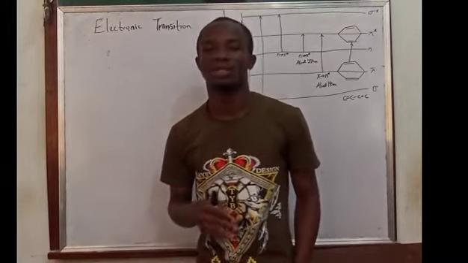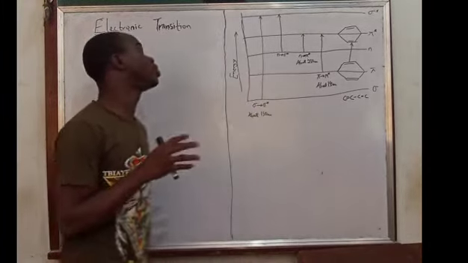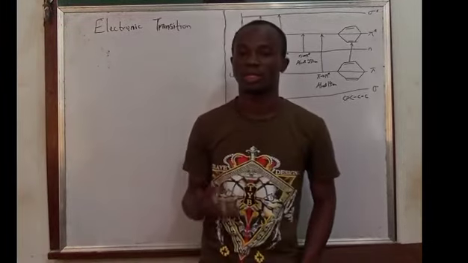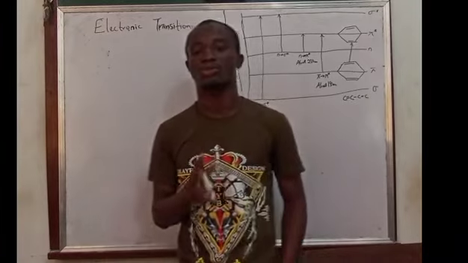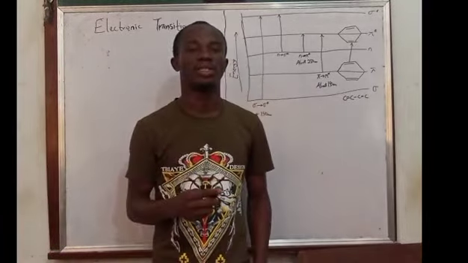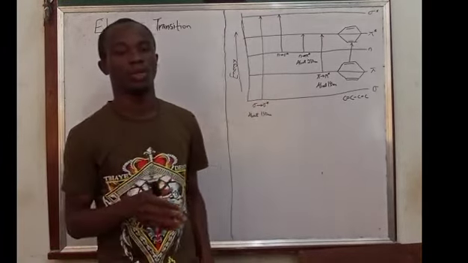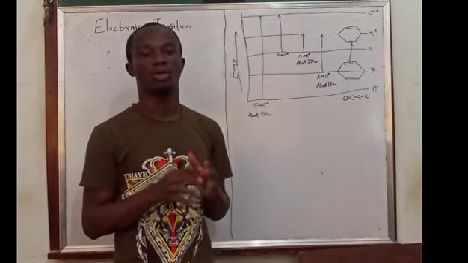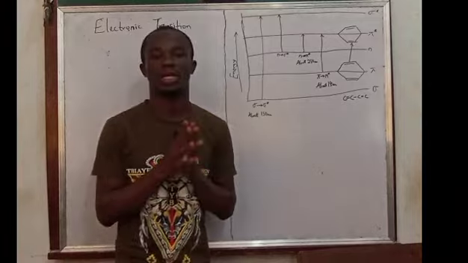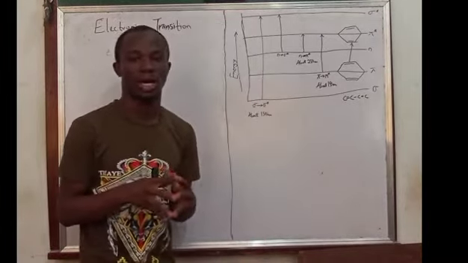So in this video I'll be talking about another important thing that we have to take note of in UV spectroscopy, which is electronic transitions. An electronic transition is simply the movement of an electron from one orbital to another. Electrons can move from one orbital to another when they gain energy. So in UV spectroscopy also, when the molecule in the compound of interest absorbs UV light, electrons in those molecules move from one orbital to another.